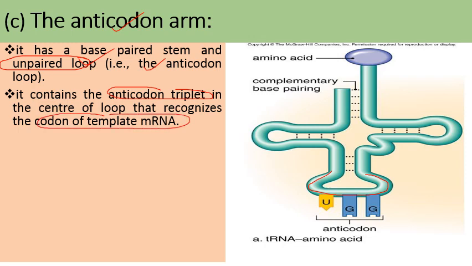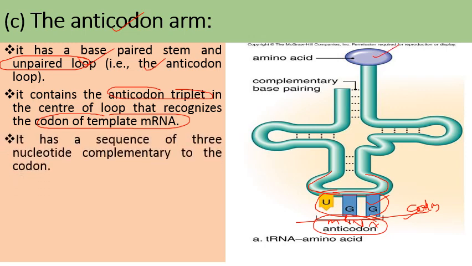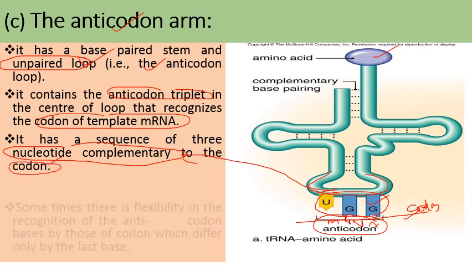So this anticodon loop has anticodons which are in the form of triplets, and these anticodons read the codons of mRNA, being complementary to the codons of mRNA. The bases on the anticodon arm of tRNA are complementary to codons of mRNA and they carry information for a particular amino acid. It has a sequence of 3 nucleotides complementary to codons. So this anticodon carries 3 complementary nucleotides, which are complementary to the codons of mRNA.